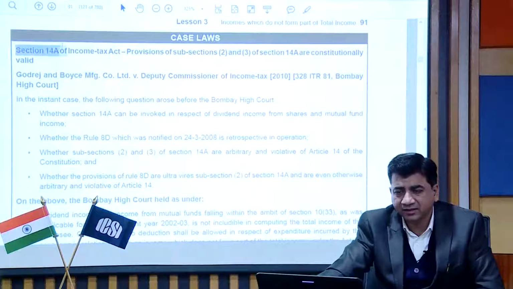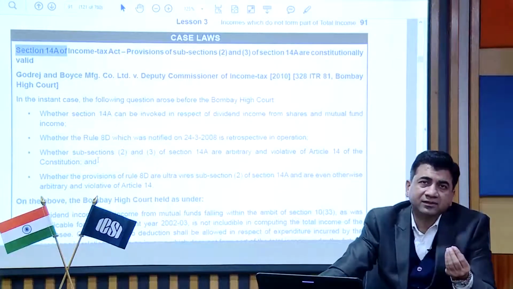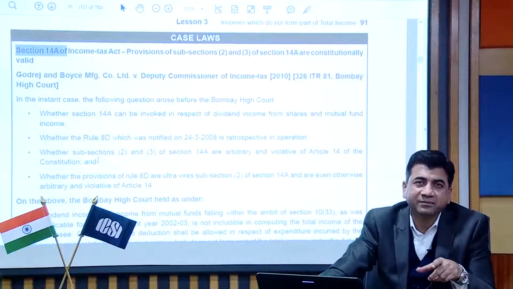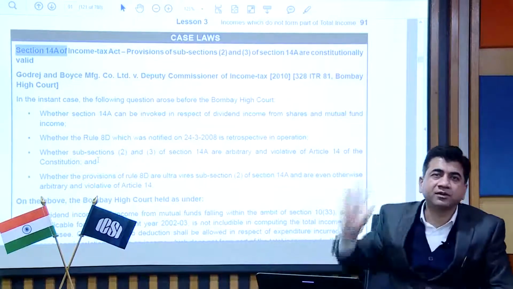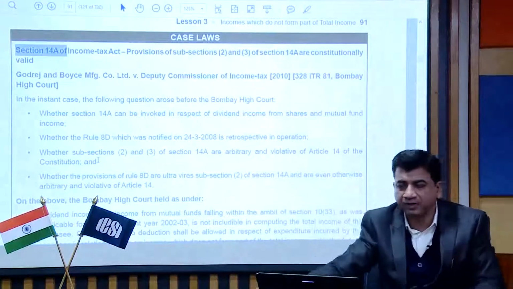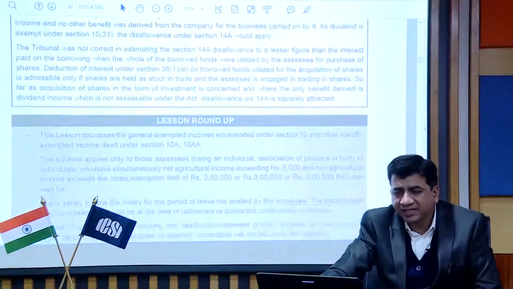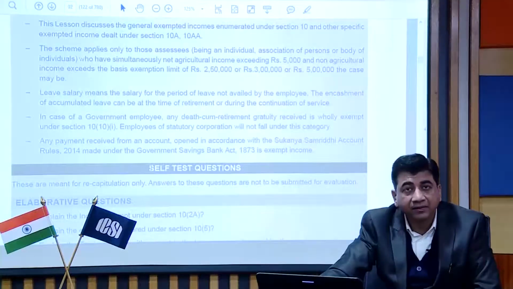What is 14A? I will just tell you the crux. If any income is exempt, the expenditure related to it is also not allowed. You cannot subtract that expenditure from taxable income. That is 14A. Just go through them. And that's all. Great. Bingo.